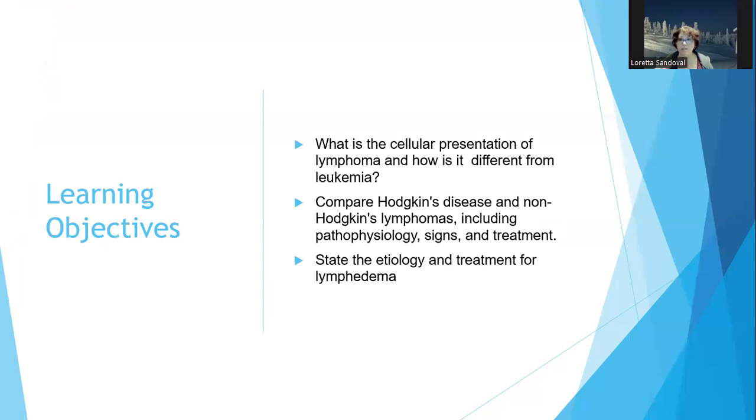It's another one of the non-solid cancers. So leukemia is another one. So there's not like a tumor per se. It affects the cells of the lymphatic system and the cells of the blood system. So we're going to talk about the cellular presentation of lymphoma and how it's different from the cellular presentation of leukemia. We're going to compare Hodgkin's disease, which is lymphoma, and non-Hodgkin's, including the pathology and the signs and treatment.